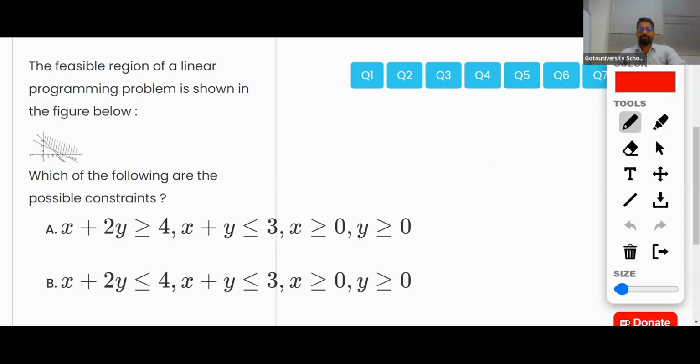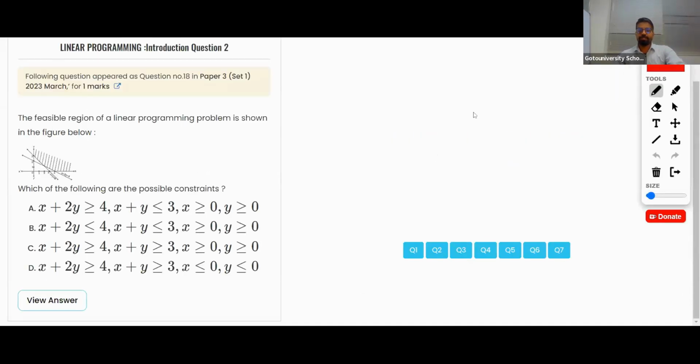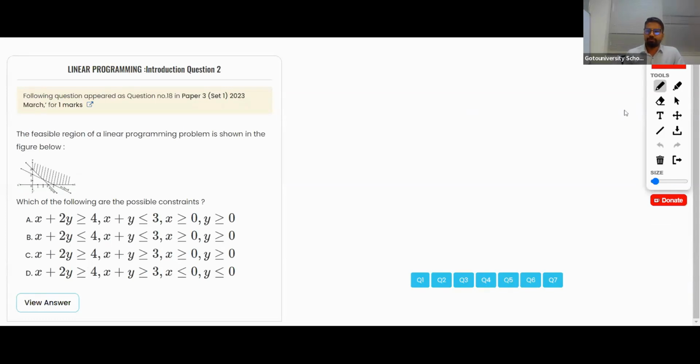We can just observe this. We don't have to completely zoom it in. By observation, I can tell you which of the following cannot be the option. We can remove them. All of them have x greater than or equal to 0? No. So I can eliminate option D because x is less than or equal to 0. This can be eliminated because it has a negative constraint and we are looking at the positive side only.